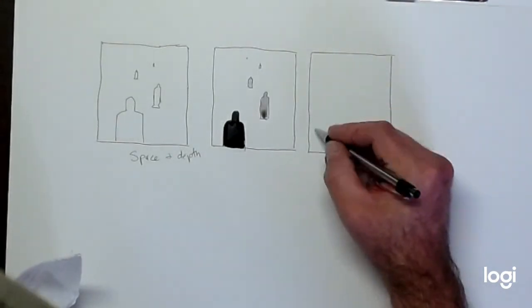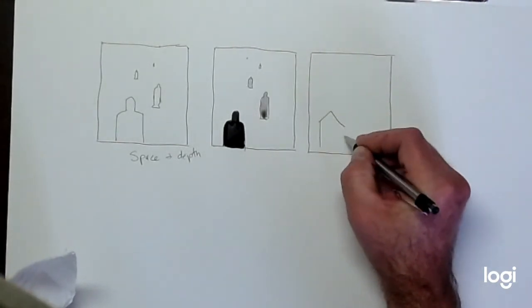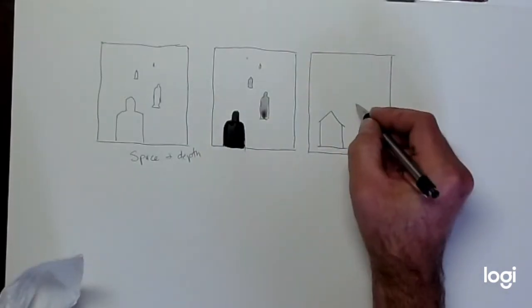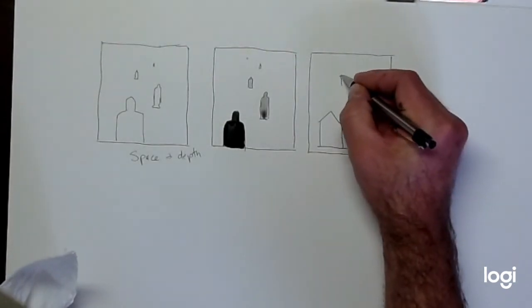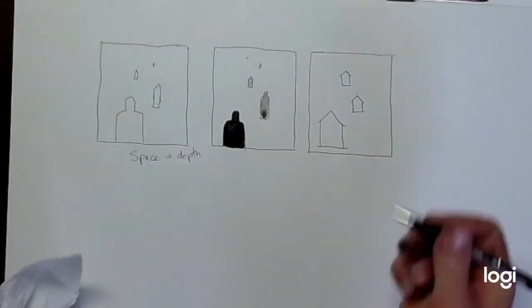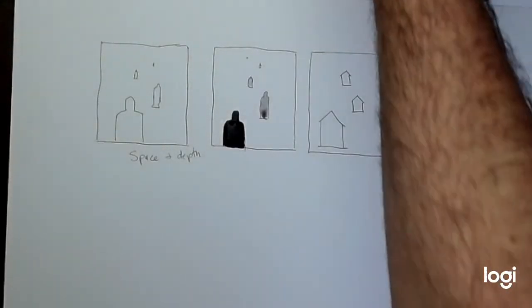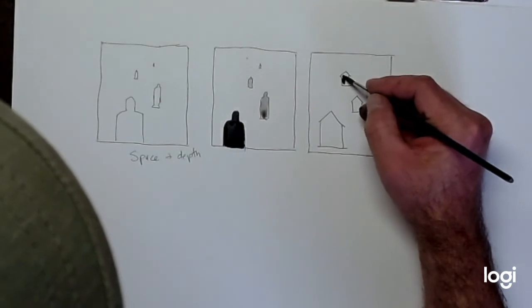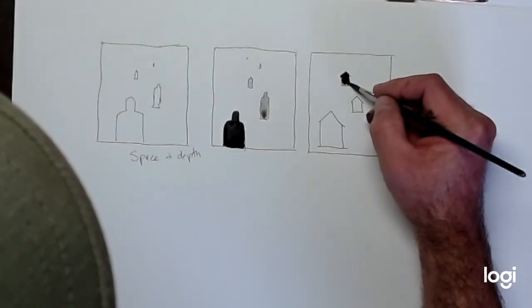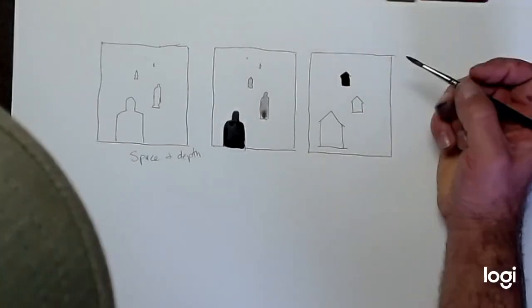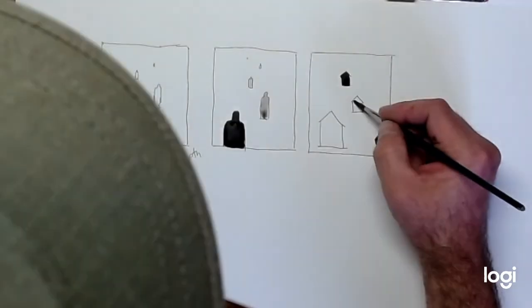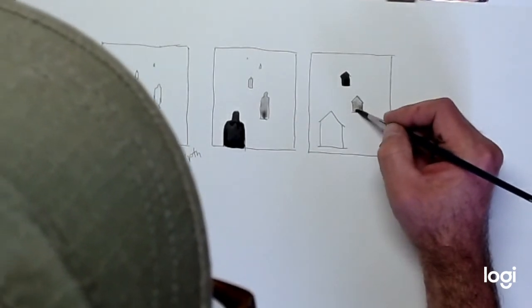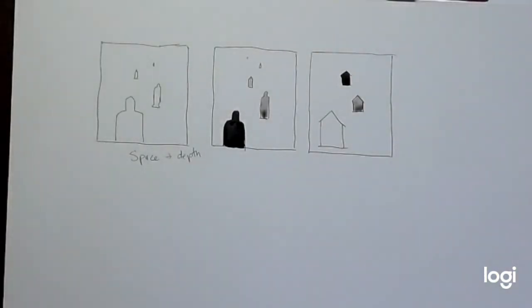What happens if I take, in the foreground, I'm going to make a house. And then in the midground, I want to make a house. And then in the background, I'm going to make a house. Now let's say that I go to the house in the background and I make that one the darkest. And I'll make this one medium. And then I leave the front one light.